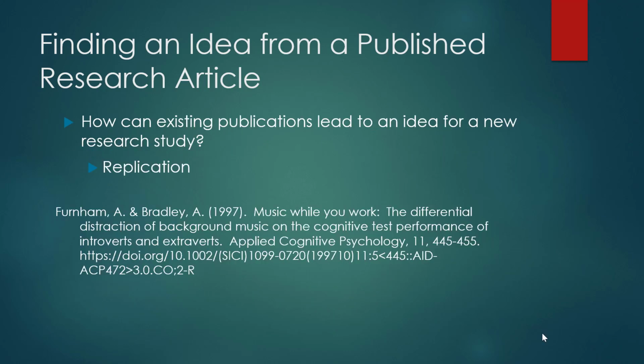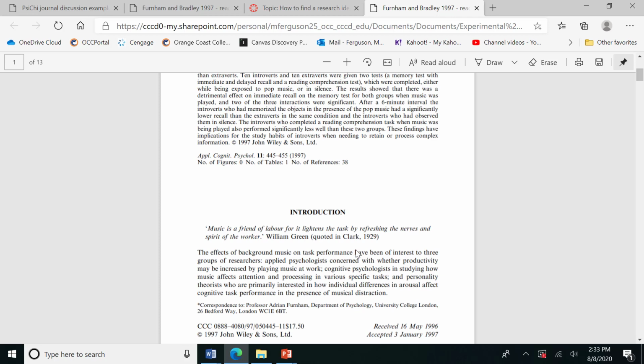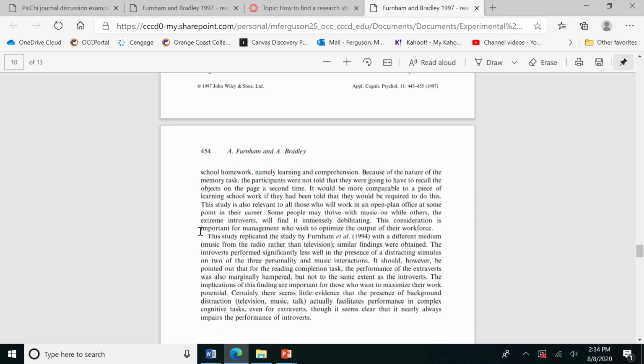So another thing we could do is replicate a study. I'll show you here in the discussion section that that's basically what this study was. It says, this study replicated the study by Furnham, 1994, with a different medium, music from the radio rather than television. Similar findings were obtained. So again, sometimes people just replicate their own studies using slightly tweaked nuances.